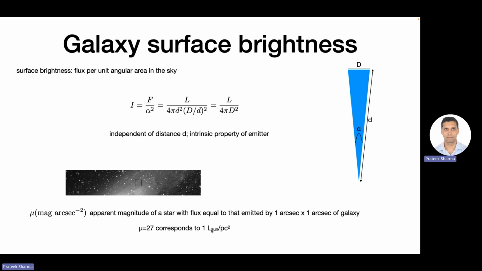So 100 times larger luminosity means by how much larger is the magnitude? 5. Correct. A factor of 10 in luminosity corresponds to 2.5 in magnitude, so 100 would correspond to 5. So 27 minus 5 is 22. The rough estimate for the surface brightness in the solar neighborhood would be about 22 magnitudes per arcsecond squared.